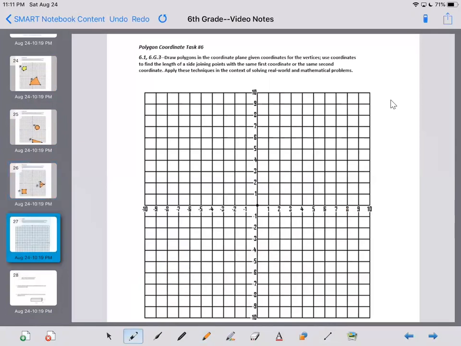And now let's go to G. So G would be to the left 6, down 4, to the left 6 up 1, to the left 9 up 1, to the left 9 down 4, to the left 6 down 4. So we have a rectangle, and that is base times height, or length times width, same as you would find the area of a square or parallelogram. So this was figure G.